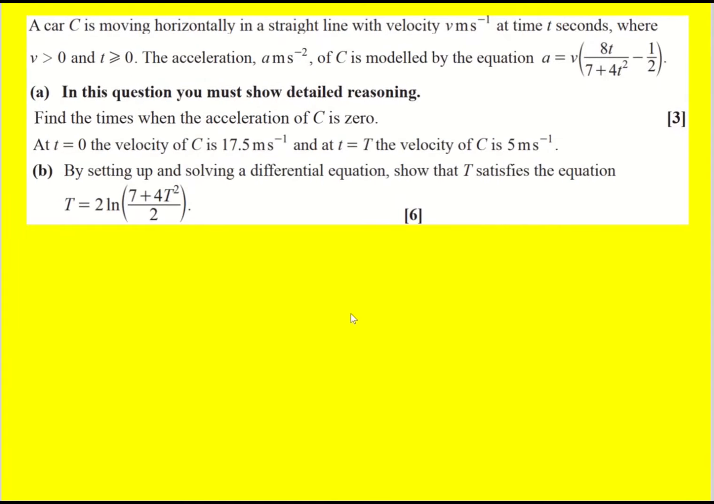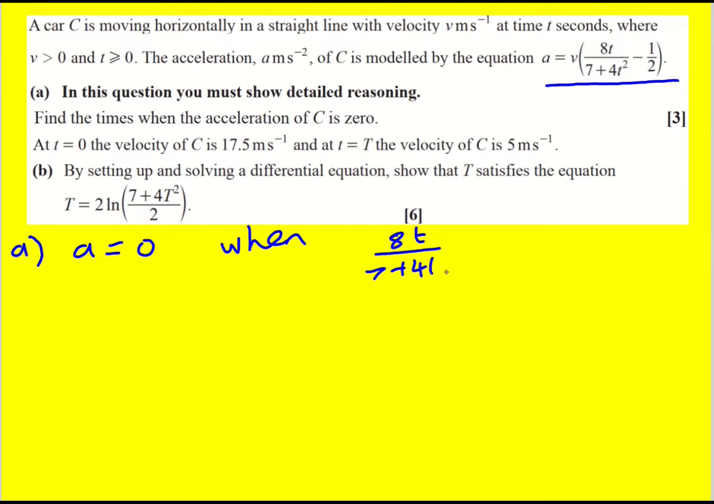Okay, we're told that the car is moving following this formula. A is the acceleration, B is the velocity, and we're asked to find times when the acceleration is 0. So A equals 0. Remember, V is greater than 0, so A is actually 0 when 8t over 7 plus 4t squared minus a half is equal to 0. That's the only way it can equal 0.